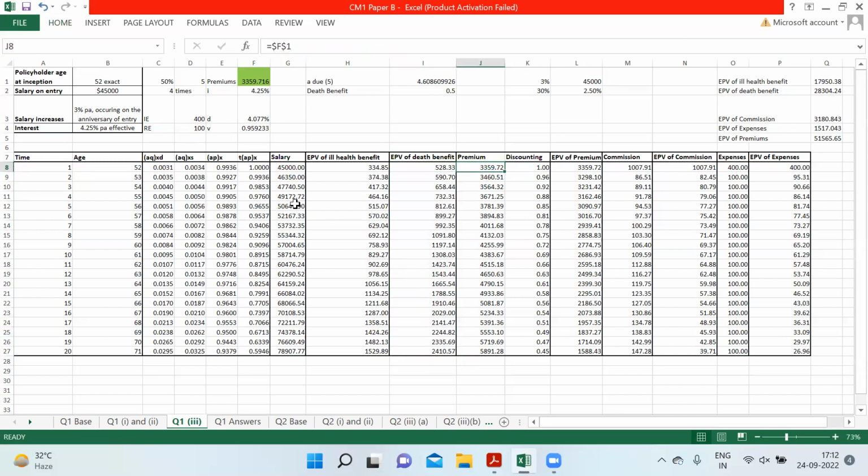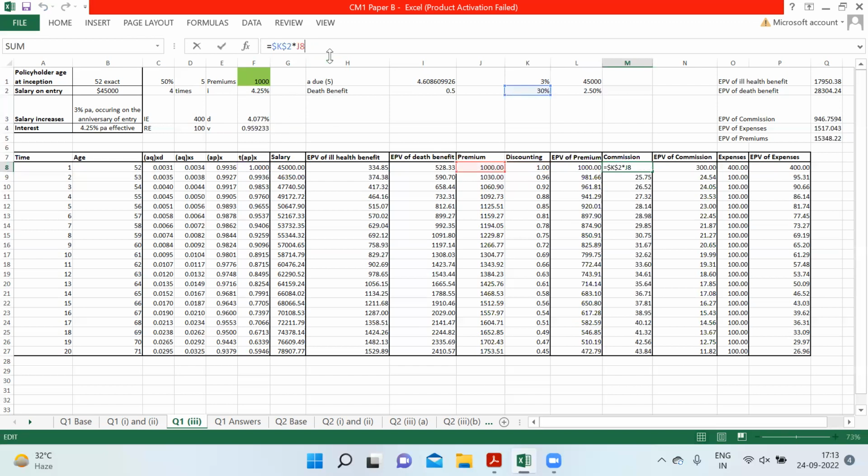Then we have the premium. Premium is payable as well. Let's assume the premium to be 1,000. If the premium is assumed to be 1,000, it is increasing in line with the salary, which is 1 plus 3%. And then discounting, we have v to the power 0, then v to the power 1, and so on. Then EPV of premiums is the premium into discounting into tpx.